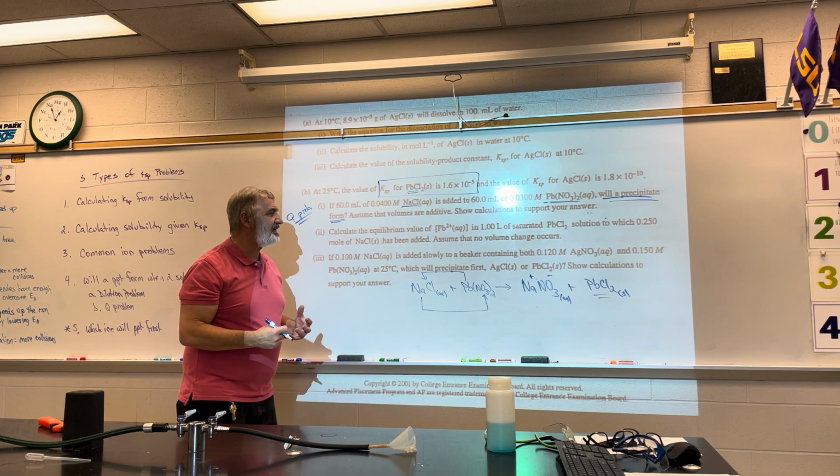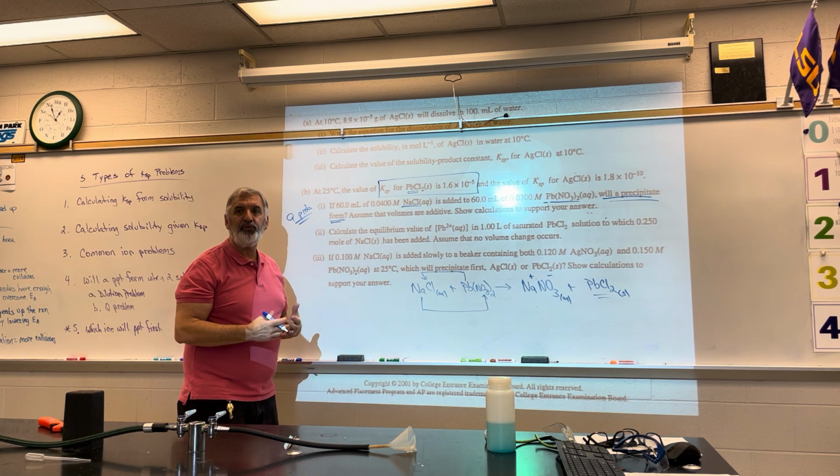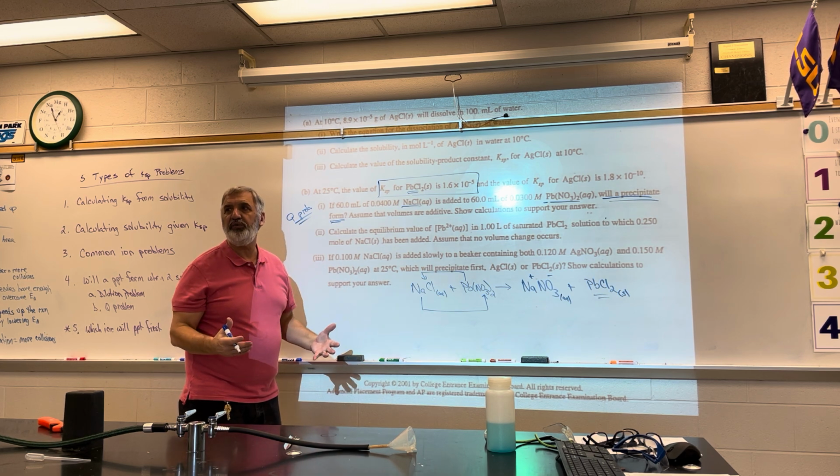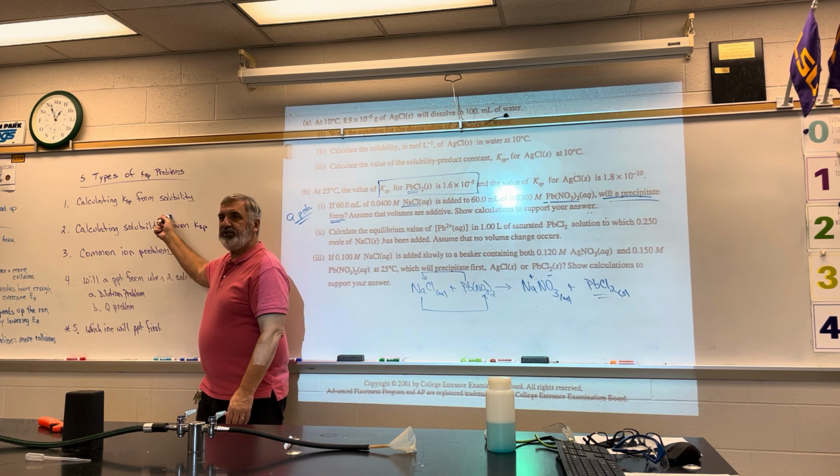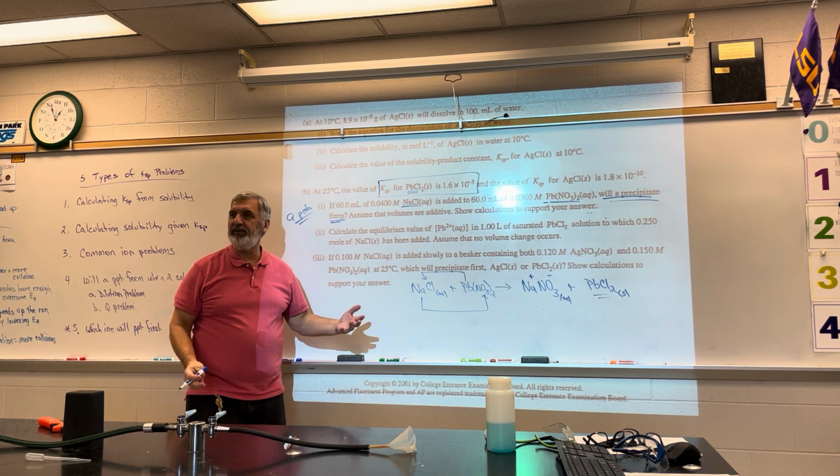So when I write my KSP expression, how do I write the equation for actually calculating Q? How do we write the equilibrium expression, as we do for all of our K's?